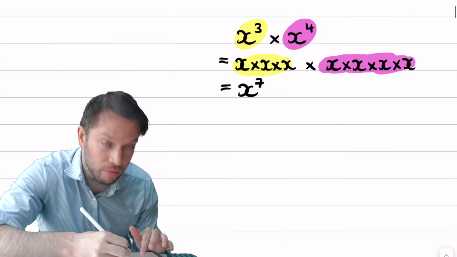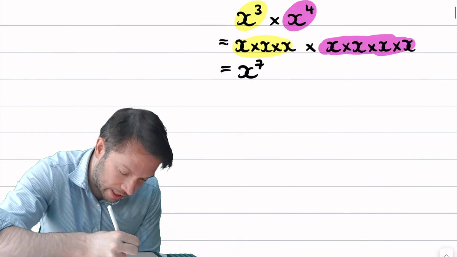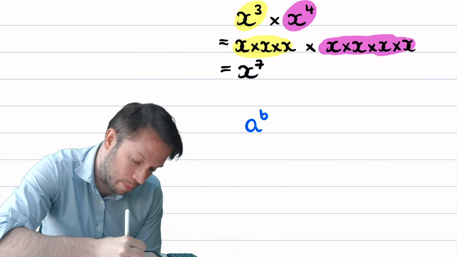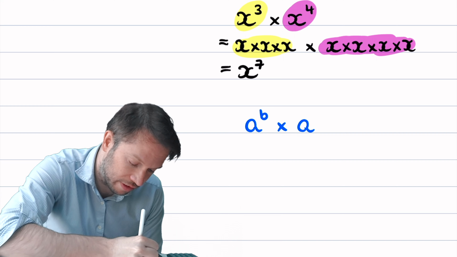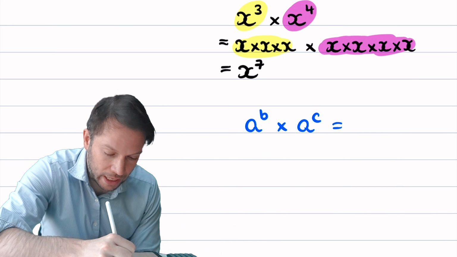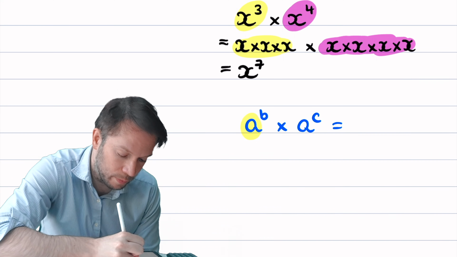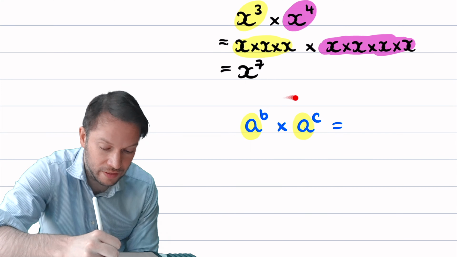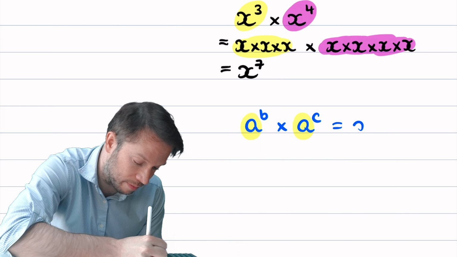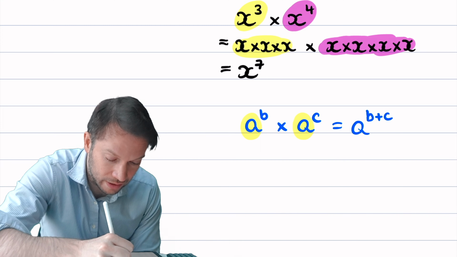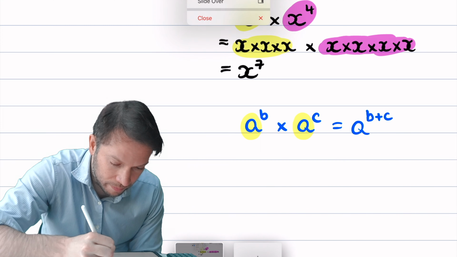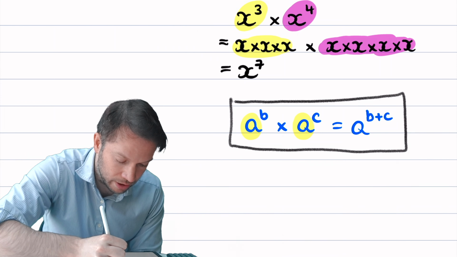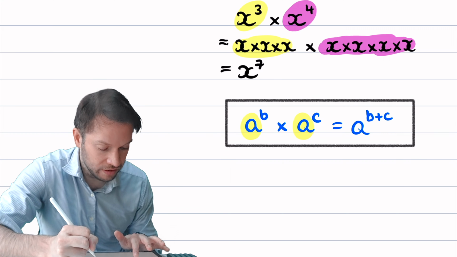And more generally, we want a rule. We can say that if we had a to the power of b and multiplied it by a to the power of c, because we have the same base, and we're multiplying these powers together, we can just add the indices. So we just get a to the power of b plus c. So that is one of our laws of indices, and we're going to cover other laws of indices as well in other videos, but that's what we're going to use right now.